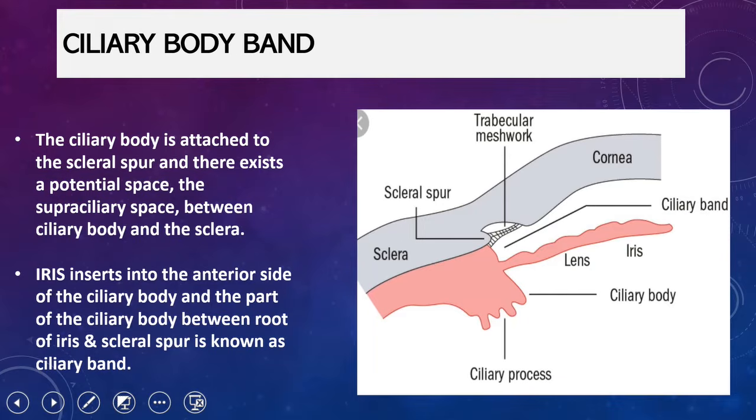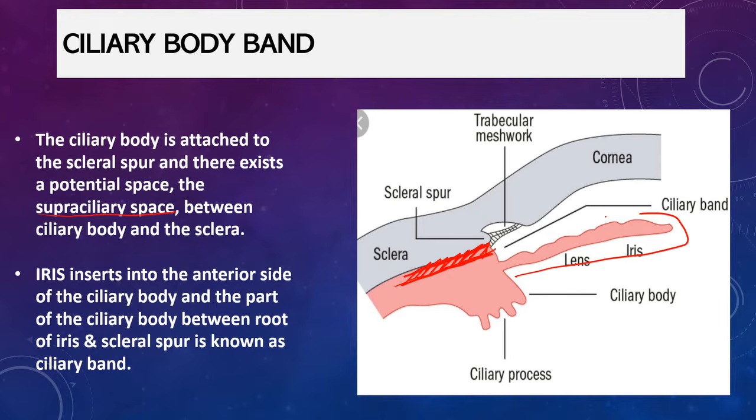So now what you should know is that the ciliary body is attached to the scleral spur, okay, as shown over here. However, it is not attached very tightly. There is a potential space between the sclera and the ciliary body, and that potential space is called the supraciliary space. Now, as you can see, this is the iris.